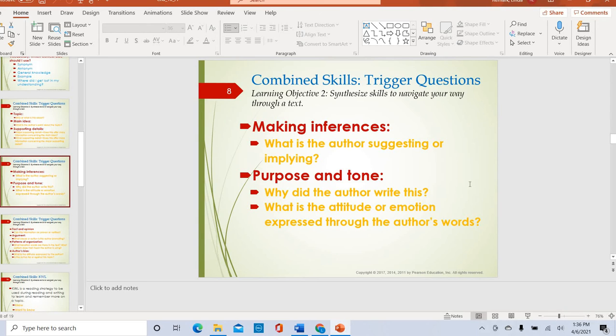Purpose meaning, why did the author write this? Are they narrating, describing, trying to entertain, persuade? Why did the author write this piece of text? And then what's their tone? What's their attitude or emotion? What kind of words are they using? Positive, negative? So looking to see how they feel about that topic.